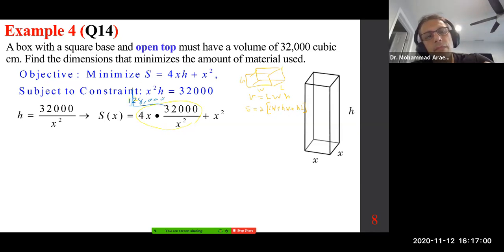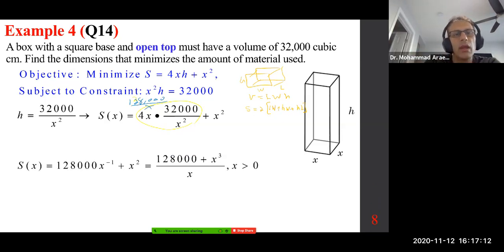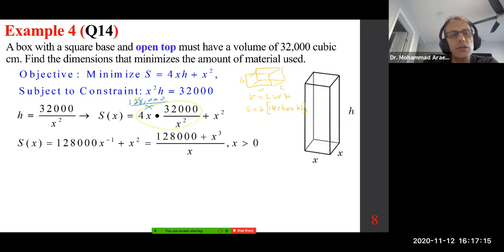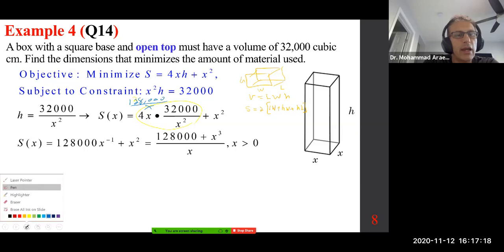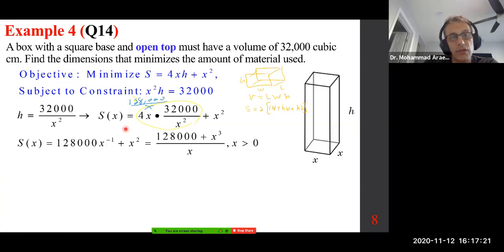over x, because x and x squared cancel each other, they give us 1x. Now, 128,000 over x, we can write it as 128,000 x to the power of -1 for the sake of the next step in a moment, plus x squared. And if you take a common denominator, x, then this remains unchanged, this becomes x cubed. I have both because I have a reason. I want to explain why we have this one, and this one is for the sake of the next step.